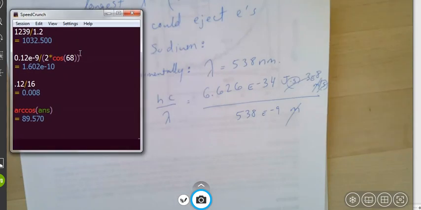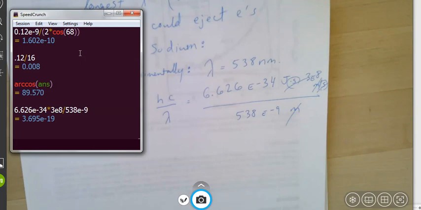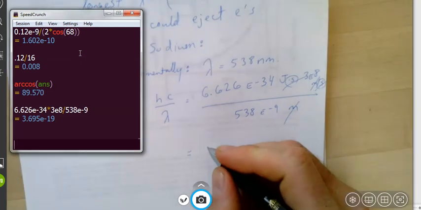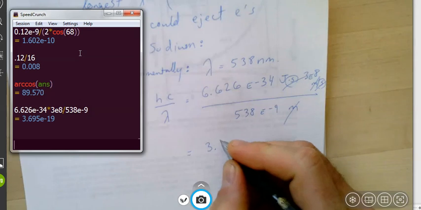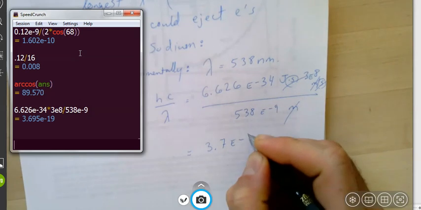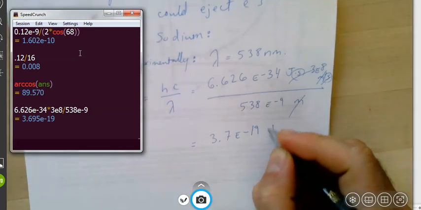So here's my numbers. We have 6.626 times 10 to the minus 34. Crazy small number, right? But that's this Planck's constant. Times 3 times 10 to the 8. And then we're dividing by 538 times 10 to the minus 9. Okay, so the value that I get is actually 3.7 times 10 to the minus 19 joules.